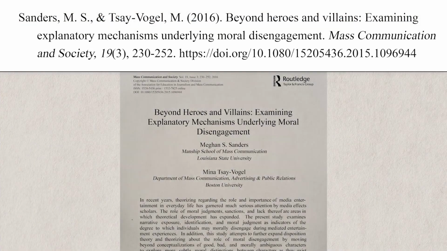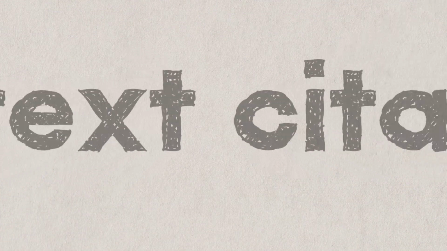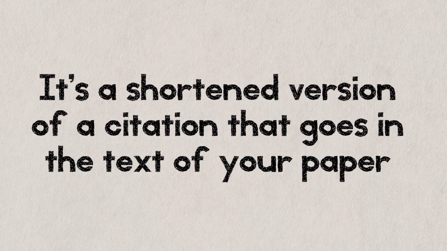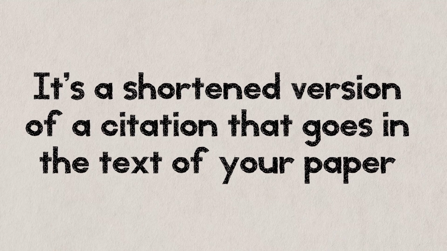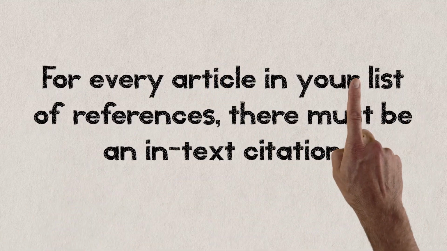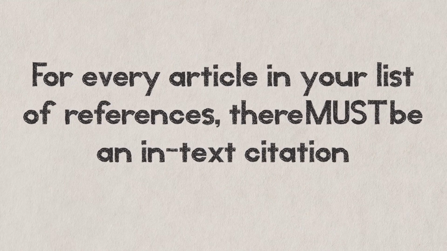Now we're finally in the home stretch. Can you feel it? The citation's done. But what about actually quoting this article in your paper? For that, you gotta have an in-text citation. That's what tells your reader that you're using someone else's idea and where to find it in your list of references. For every article in your references, there must be a corresponding in-text citation, and vice versa.